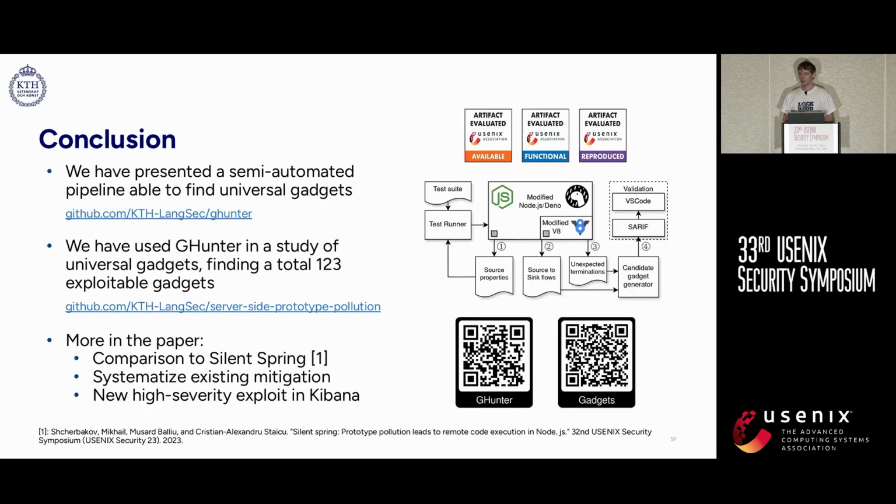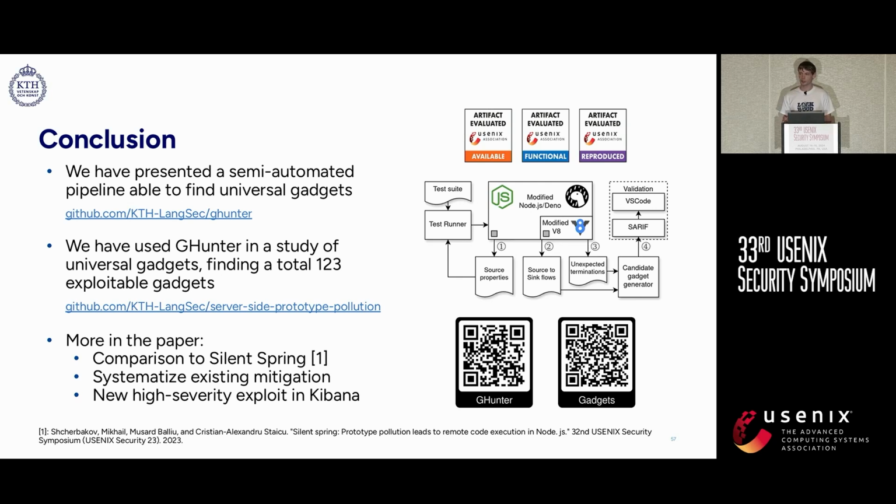So in conclusion, we have presented a semi-automated pipeline for finding universal gadgets in JavaScript runtimes, which is available at the link or the left QR code. We used GHunter in a study of universal gadgets in 2 runtimes, finding a total of 123 exploitable gadgets. We collect these in a separate repository where we also have other known gadgets as well. You can find this at the other URL or the QR code on the right. And we have more in the paper.